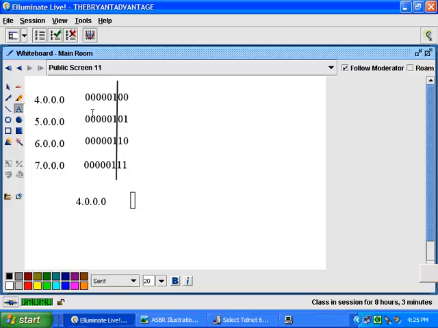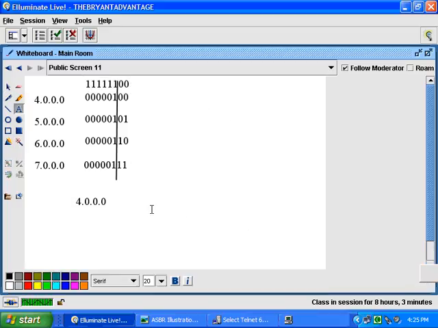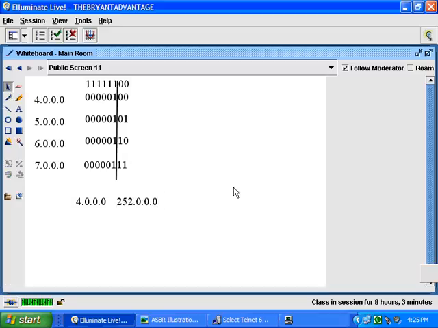We have to come up with a summary network mask. We look up here. Every single bit that is the same is represented with a 1, and every bit after that is a 0. And what's that going to give us? 252.0.0.0. That is our summary network, and that is our summary mask.